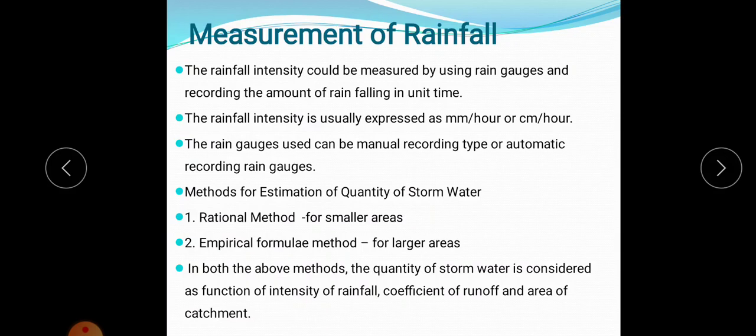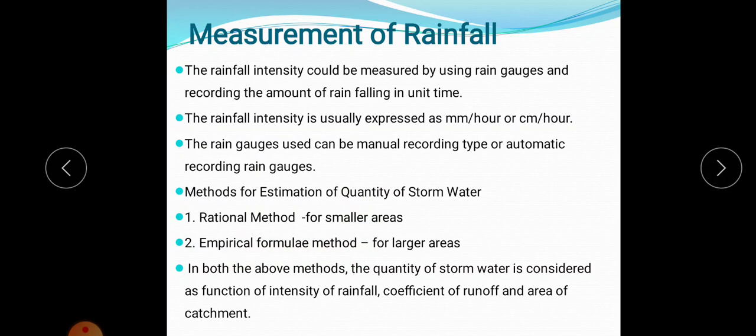Now, methods for estimating the quantity of stormwater. There are mainly two methods: one is the rational method and the other is the empirical formula method. The rational method is usually used for smaller areas. If the area under study is very small, we can use the rational method. If the area where we have to design the sewerage system is very large, we can go for the empirical formula. In both methods, the quantity of stormwater is considered a function of intensity of rainfall, coefficient of runoff, and area of catchment.